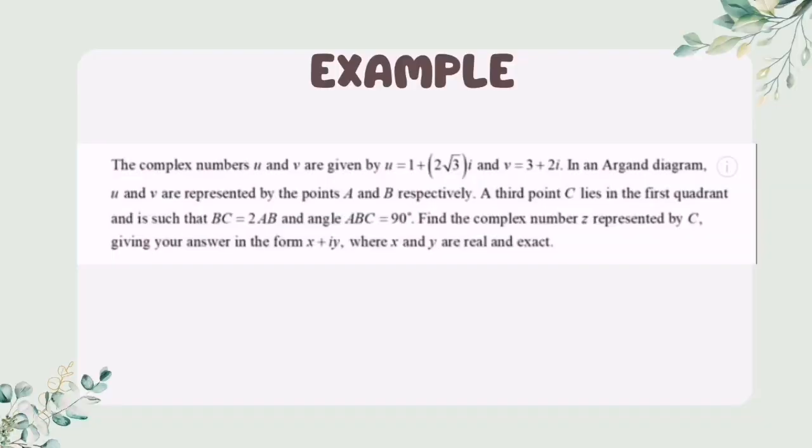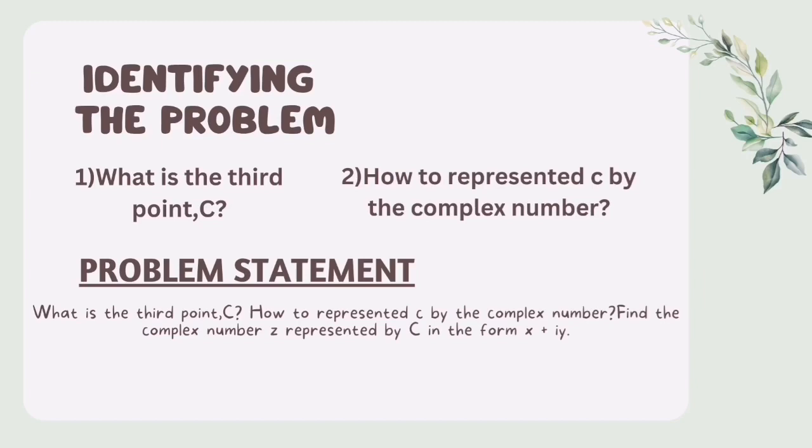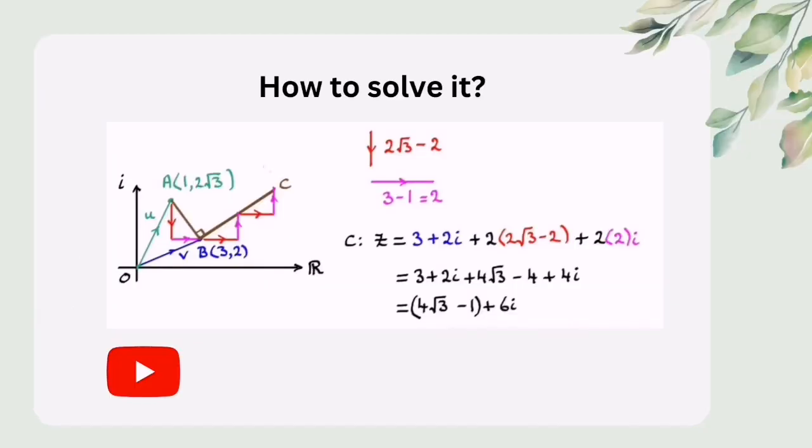This is an example question of a complex number. The problem that has been identified in the question is, what is the third point C, and the second one is how to represent C by a complex number. The question also wants to find the complex number z representing C in the form x plus iy. The next slide shows how to solve it.